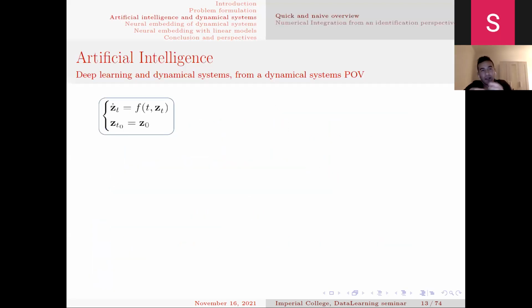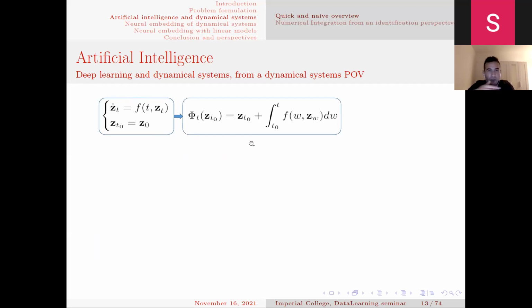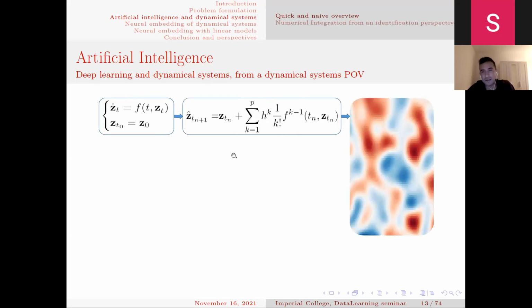So in order to give a quick overview of how to use learning-based approaches and deep learning in the context of the identification of dynamical systems, let's start from a dynamical systems point of view, where we are provided with some differential equation, and we want to solve this differential equation in order to predict the future. Now, most of the time, analytical solutions do not exist, unfortunately, or fortunately, that's why we have jobs, right? And we are obliged to use numerical integration in order to simulate the equations.